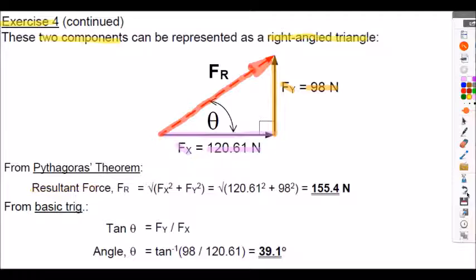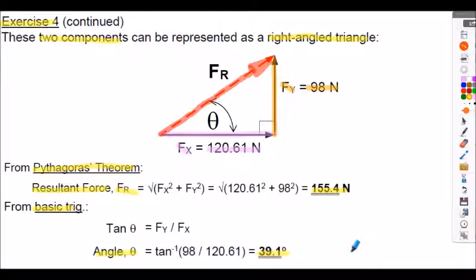The calculation of resultant force using Pythagoras' theorem is shown here. So Fr is equal to 155.4 newtons. And using basic trig, we can find the angle theta to the horizontal, and that evaluates to 39.1 degrees. That's exactly the same process we saw in the previous example, just different figures here.